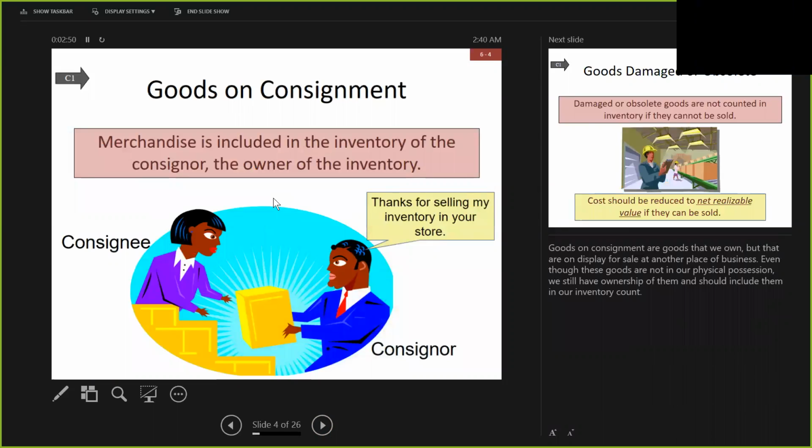Items on consignment, like we mentioned before. You can actually put your goods up for sale in a consignment shop and let them show it because they have a place to show the items, and then if they sell it, they will give you the proceeds. So in other words, you see the gentleman there saying, thanks for selling my inventory in your store. That's the best example.